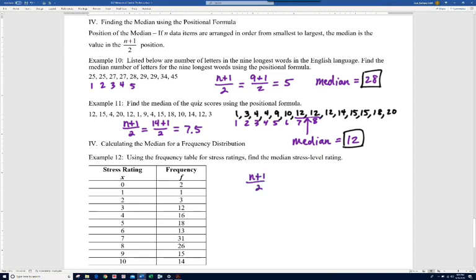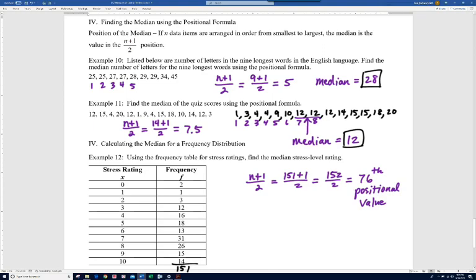Again, our formula is n plus 1 over 2, and if you add up the frequencies, that'll give you the number of pieces of data. So that'll be 151 plus 1 over 2. And so 152 over 2 reduces to 76. And so the median will be in the 76th position, or it'll be the 76th positional value.